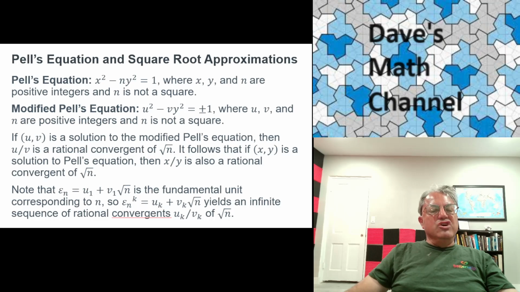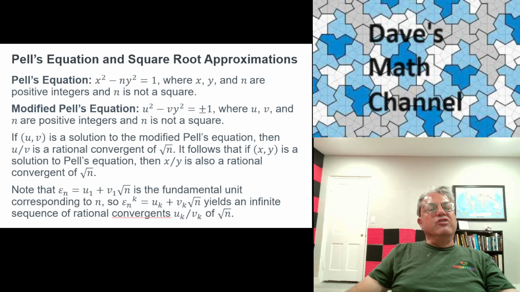And then if you watched my previous video on Pell's equation and the modified Pell's equation, I think I mentioned the fundamental solution. That's the solution that has the smallest possible values of u and v, or x and y if you like, and we call them u1 and v1, or x1 and y1. And then it's a pretty easy matter to get all the other solutions. It turns out that there are always infinitely many solutions to either Pell's equation or the modified Pell's equation for any non-square integer n.